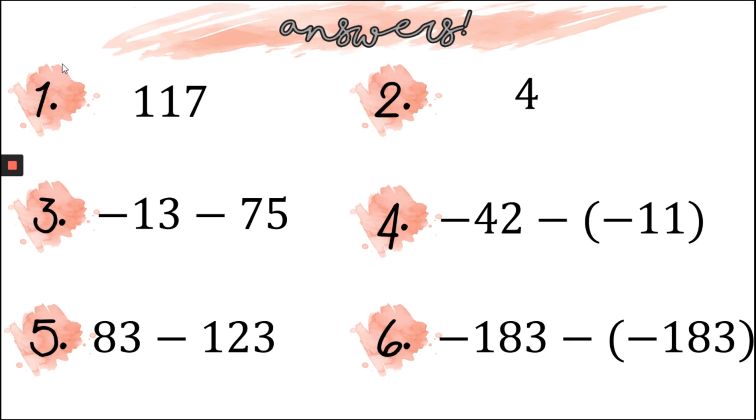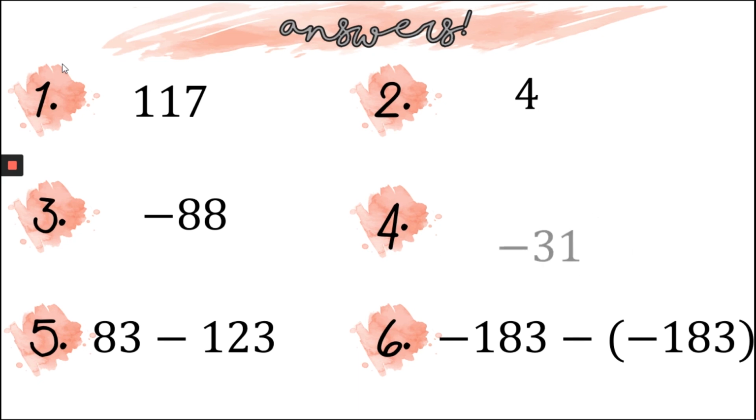Woohoo! Next one, I have negative 13 and I'm getting $75 more in debt. And I spent $75 more, so that debt is increasing. So I'm going to have negative $88. And number 4, I have negative $42 in debt, and I get rid of negative $11 in debt. So I pay a bill, not all the way, but just to decrease that debt I have. And now I'm at negative $31.